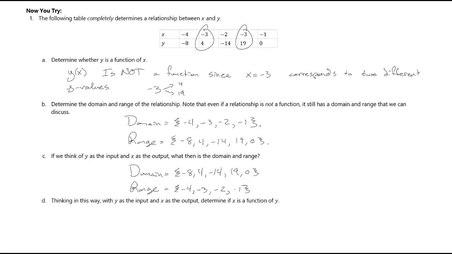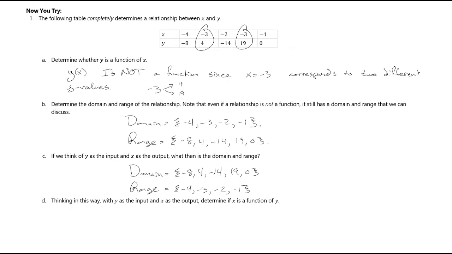By the way, this is some foreshadowing to some Math 111 topics, but if we think of y as the input and x as the output, then we call that the inverse relationship of the original, where we think of x as the input and y as the output. It's a standard thing to think of it backwards that we do all the time as we move forward in mathematics. So this is not just relegated to this specific conversation that we're having today.